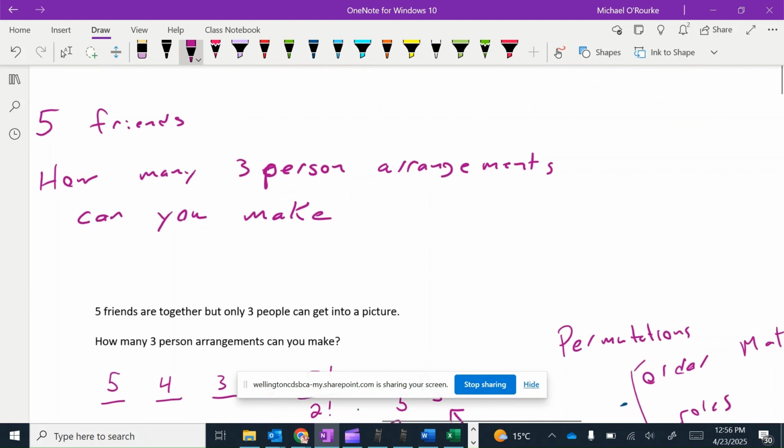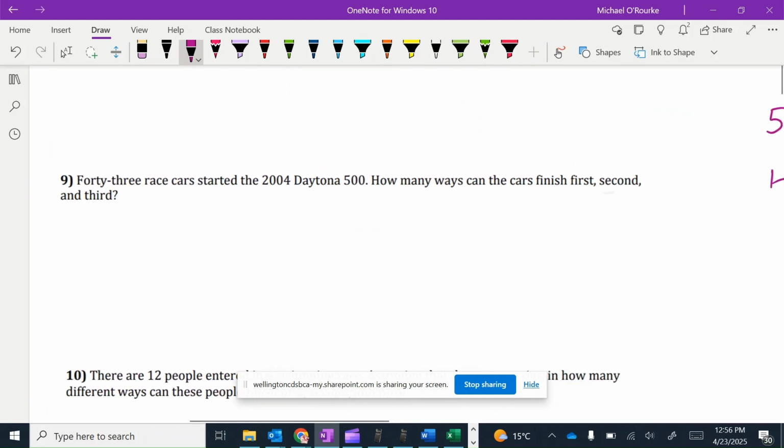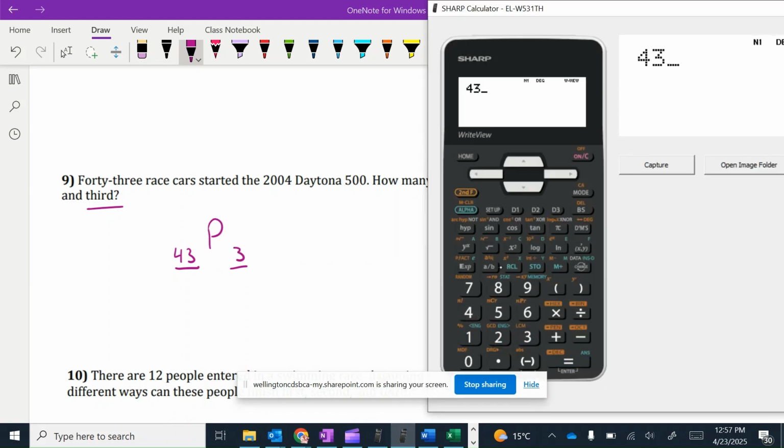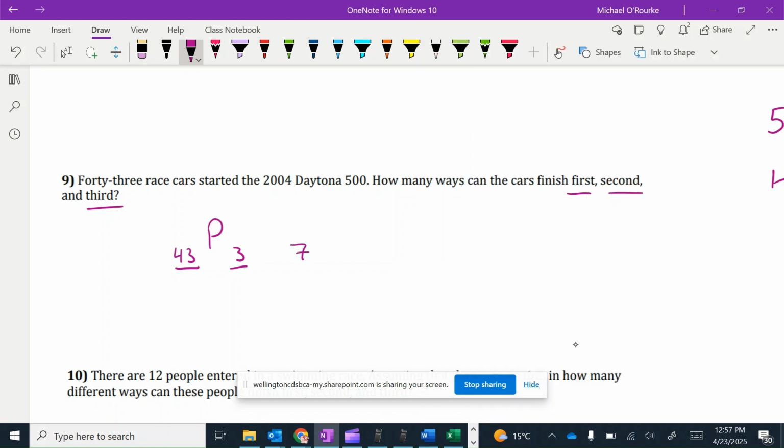Okay, so we're just going to go through a whole bunch of these. There's 43 cars racing in the Daytona 500. How many ways can the cars finish first, second, and third? First, second, third tells me order matters. So all my options go first, and then how many I need. There's 43 cars in the race, and I need the top 3. So 43P3 is going to give me 74,046.